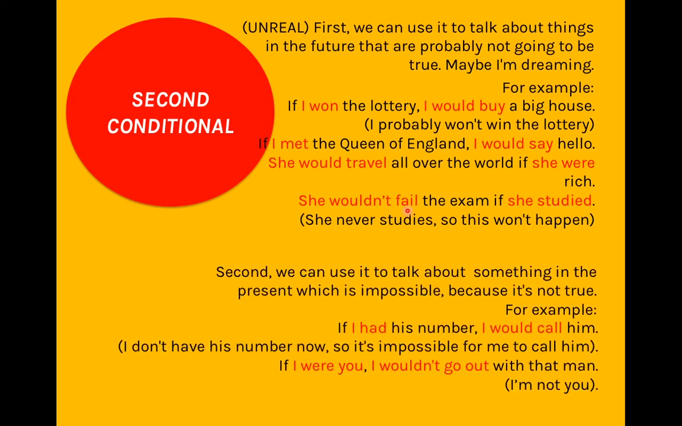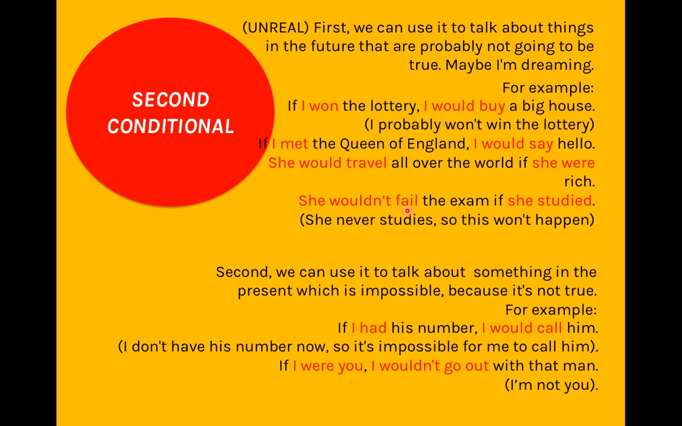The second use of the second conditional is that we can use it to talk about something in the present which is impossible because it's not true. We're also talking about conditions that are unreal because they are unlikely or impossible. For example, if I had his number, I would call him. But I don't have his number now, so it's impossible for me to call him.